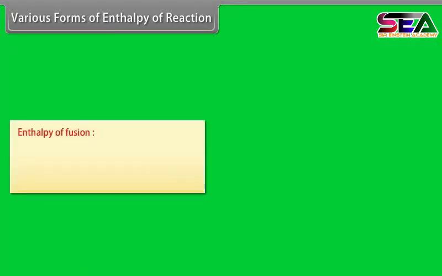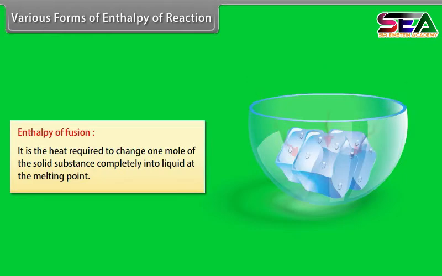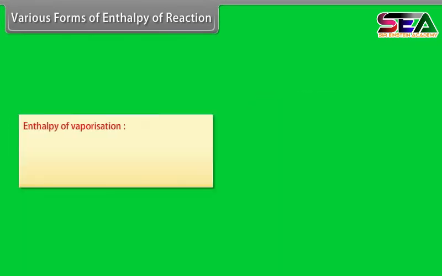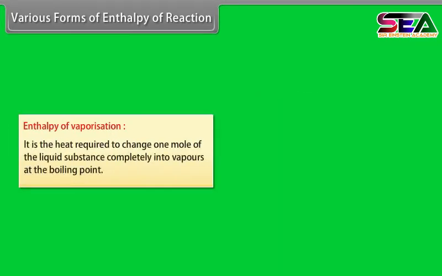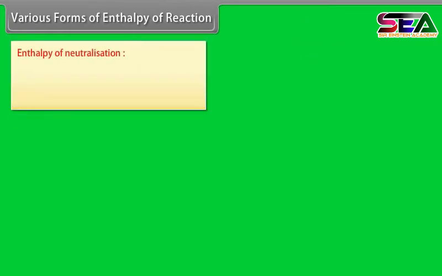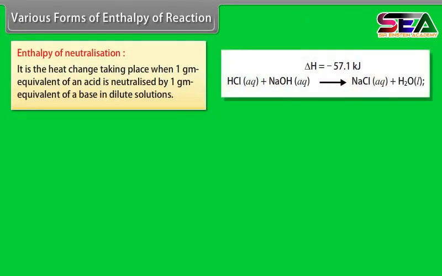Enthalpy of fusion. It is the heat required to change 1 mole of the solid substance completely into liquid at the melting point. Enthalpy of vaporization. It is the heat required to change 1 mole of the liquid substance completely into vapors at the boiling point. Enthalpy of neutralization. It is the heat change taking place when 1 gram equivalent of an acid is neutralized by 1 gram equivalent of a base in dilute solutions.